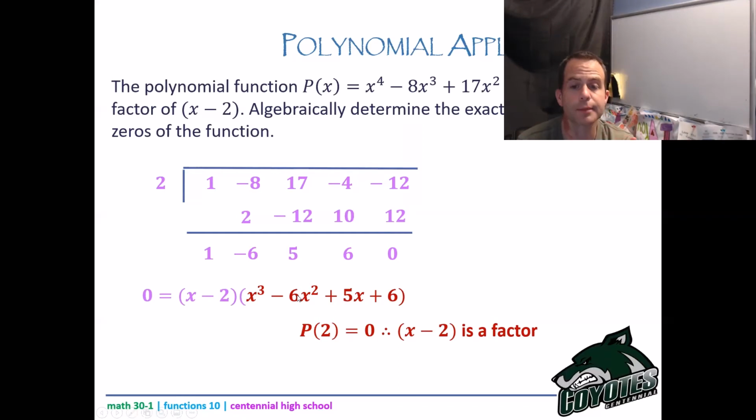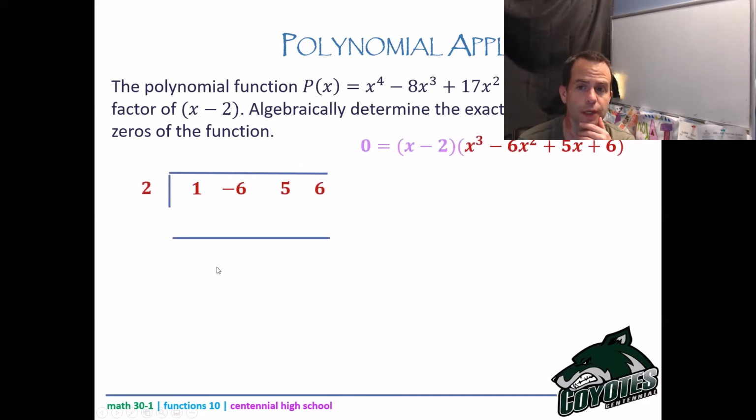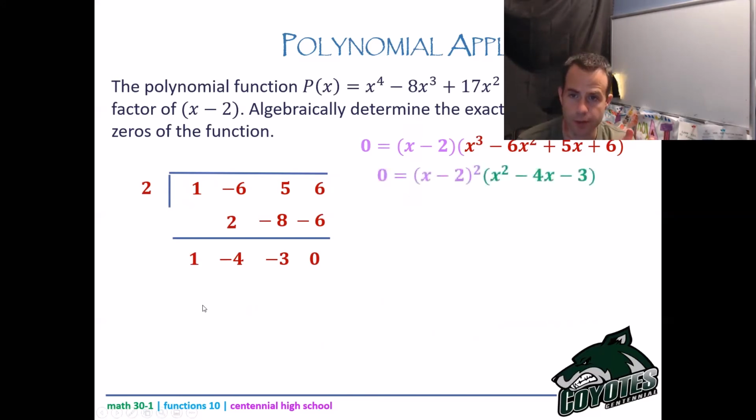Okay, so now I'm going to synthetically divide this leftover piece, the x cubed minus 6x squared plus 5x plus 6. I'm going to divide that by x minus 2. Okay, so the 2 comes out. I've got 1, -6, 5, and 6. Drop the 1, add, multiply, add, multiply, add. And that's going to leave me with, so far, 0 equals x minus 2 squared, because I've taken out 2 different x minus 2s, and then I'm left with x squared minus 4x minus 3.